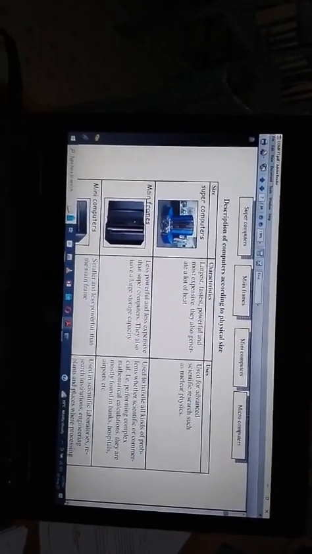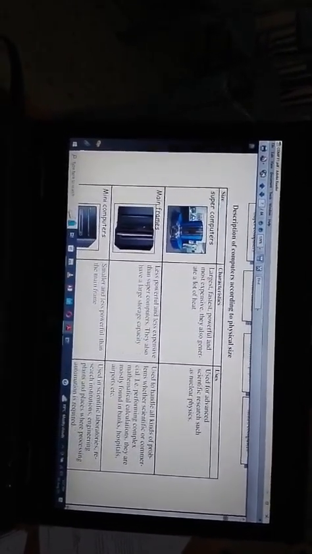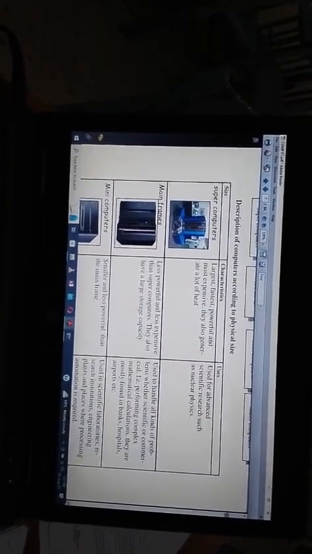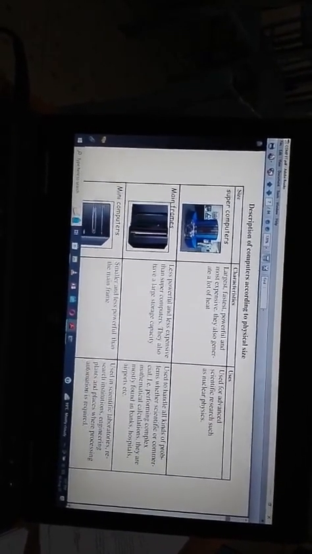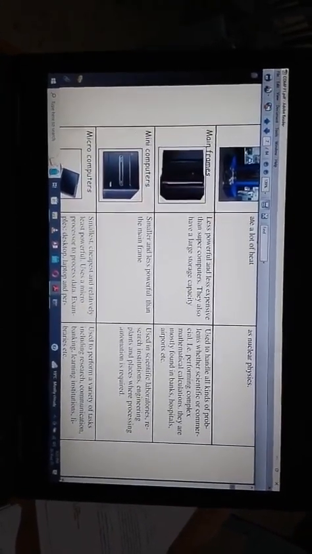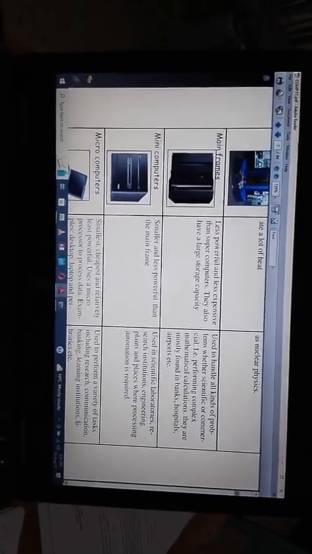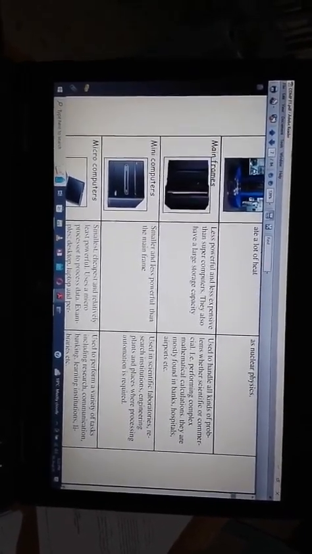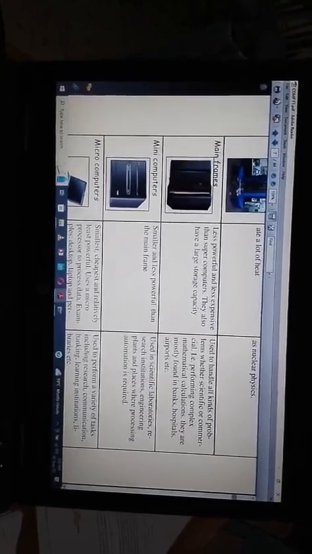My dear viewer, the next classification is mini computers. Remember what I've said? We always compare our classification with the previous. So mini computers, it's smaller than what? Mainframe. Less powerful than mainframe.